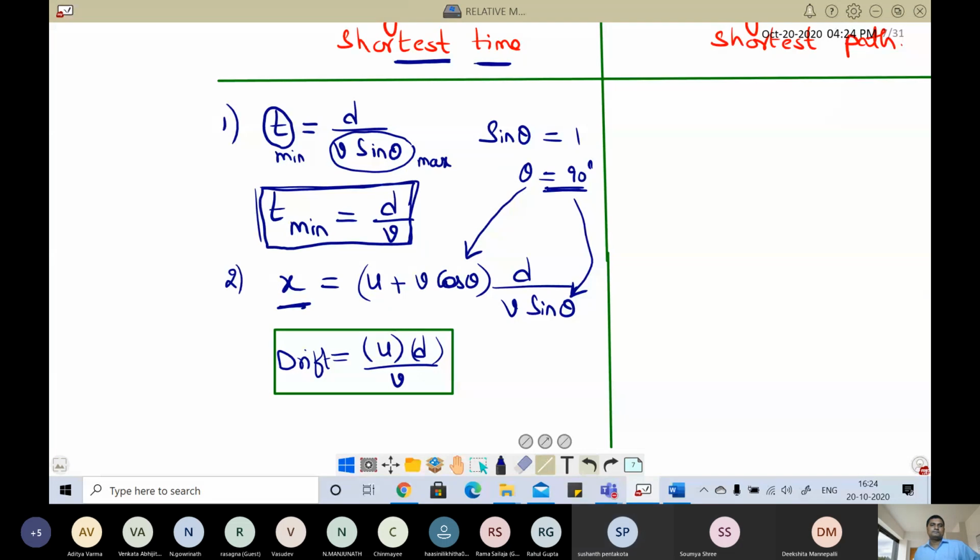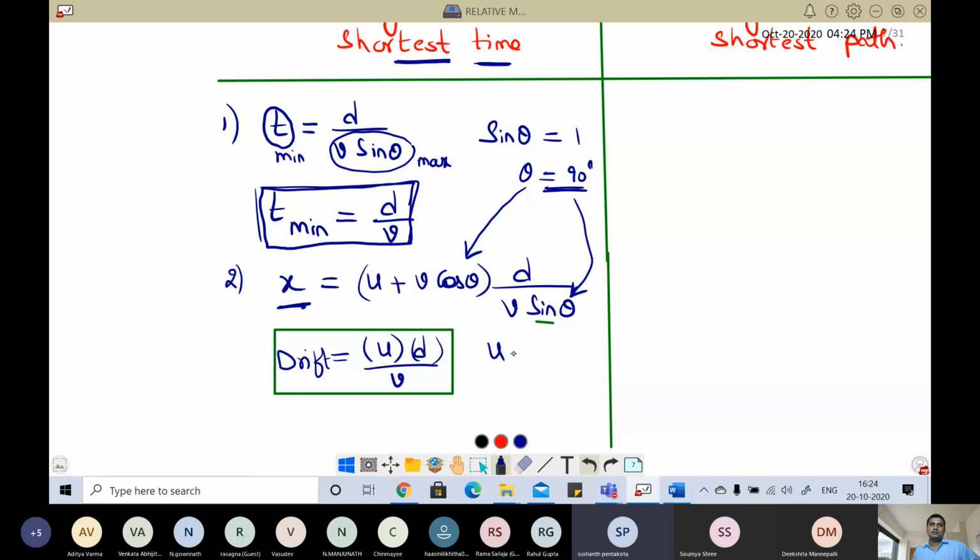Sir, here cos theta is cos 90 degrees, that means 0, no sir. So v into 0 is 0. It will be only u. U only I wrote, no? No sir, denominator you wrote v, no sir. The denominator is sin. No sir, I'm talking about u plus v cos theta. That is in the numerator. So u plus v cos theta.